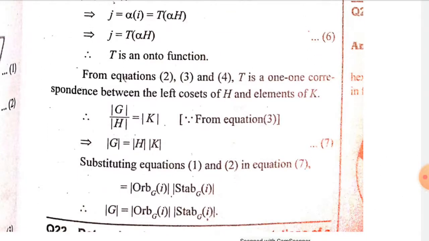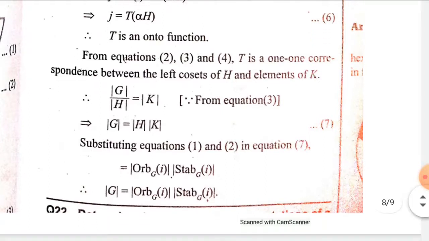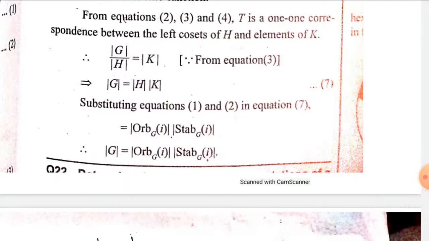Now already we have order of G by order of H equals, with satisfying all the conditions, we can say it is order K also, so we can take it as order K. In the next step you send the order of H to the right side: order of G equals order of H into order of K. What is the H value? Substitute the stabilizer G of i. The K value is the orbit G of i, so this is the form we have to prove as the orbit stabilizer theorem.